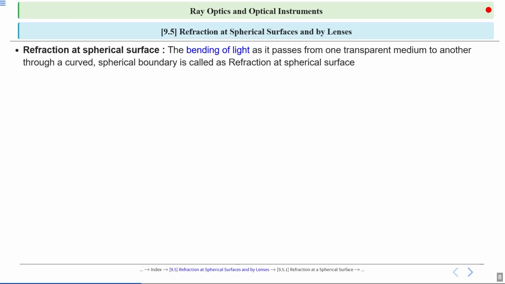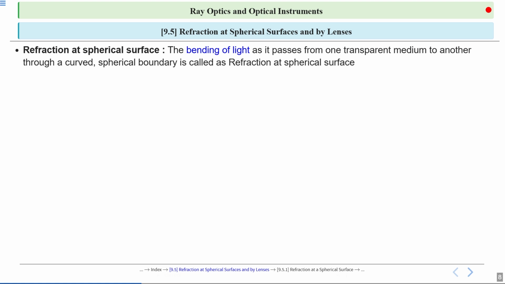Now, refraction at a spherical surface is the bending of light as it passes from one transparent medium to another through a curved surface. Bending of light is called refraction, but till now we have discussed it through a plane interface. That is, the bending of light when it passes from one medium to another through a plane interface, like a slab. The interface is the surface separating two media, like air and glass, or water and glass.